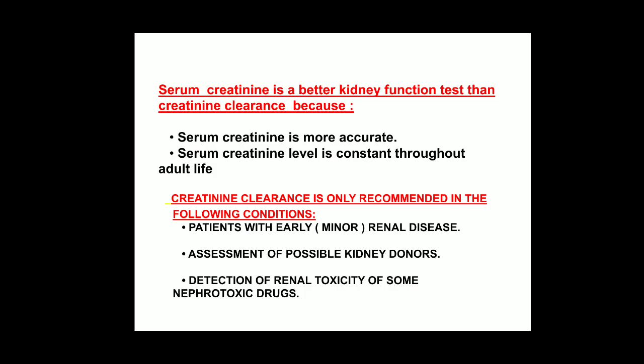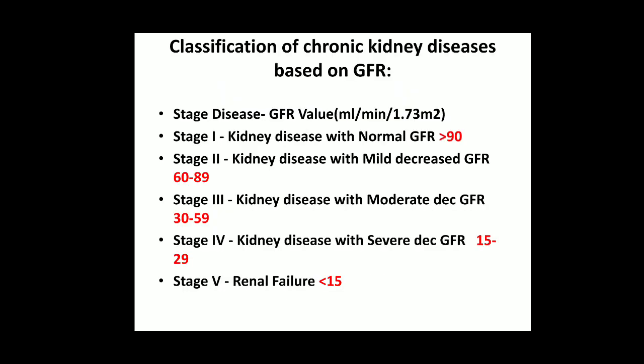So in all these conditions clearance test is advised. Then classification of chronic kidney disorders based on GFR. If the GFR is more than 90, the kidney disease is there, but the GFR is normal. In stage 2 it will be decreasing. Stage 3, 4, 5 you can see the GFR goes on decreasing. If it is below 15 we call it renal failure.